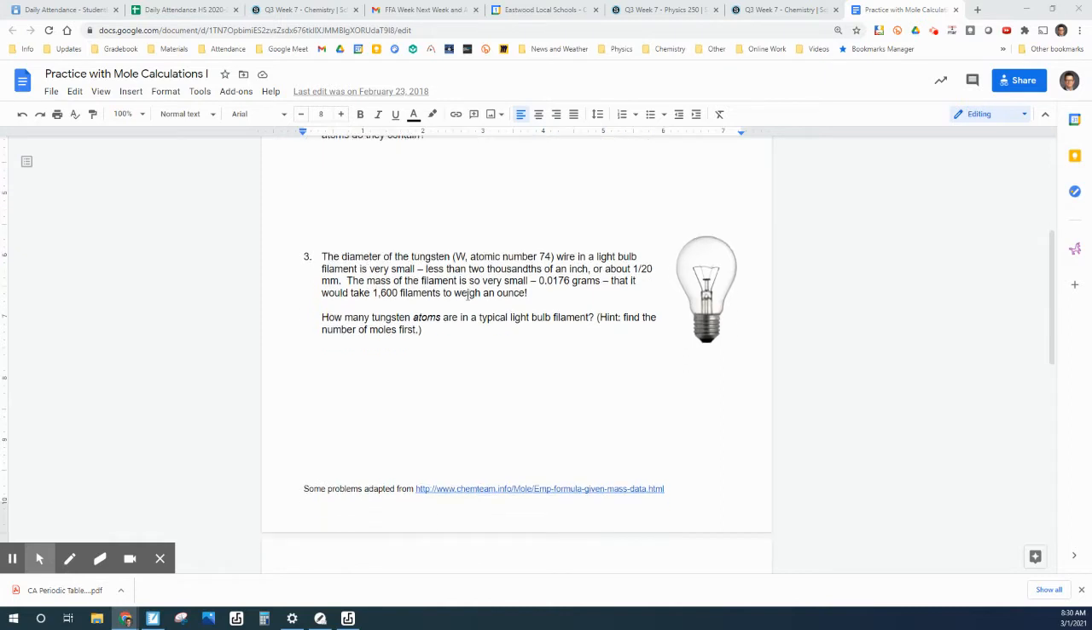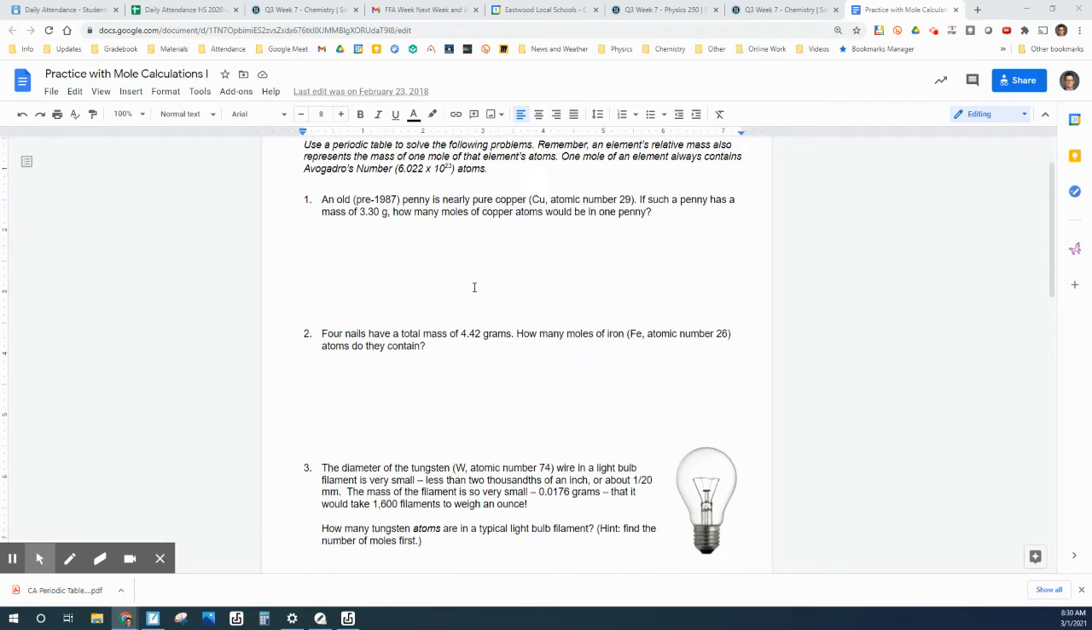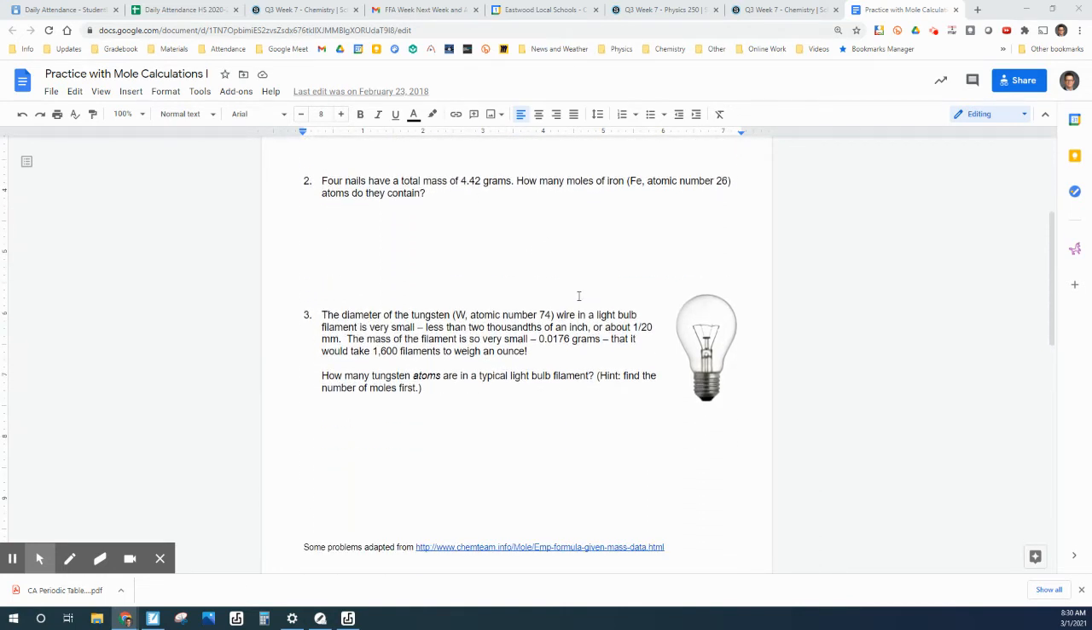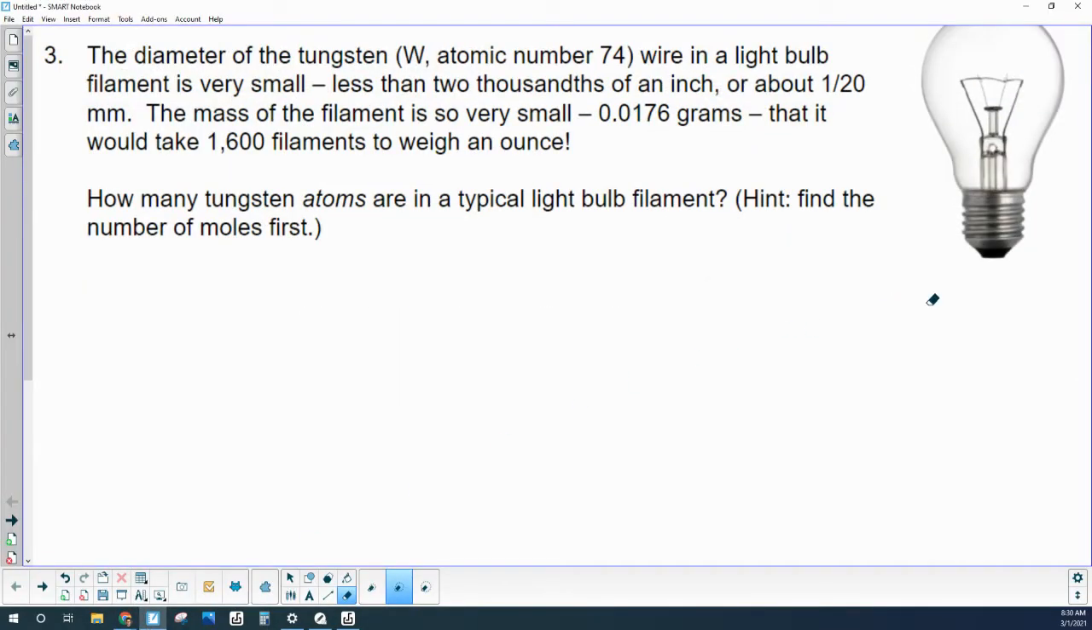So the first part of number 3 is the same process that you'll use for number 1 and number 2. Let me bring this up on my screen a little bit bigger, and we'll walk through the calculations. So the problem is talking about a very, very small sample of tungsten, which is atomic number 74, symbol is W, and we want to convert this really tiny mass of tungsten, which would represent the tiny filament up here in the light bulb. We want to figure out how many atoms that is.